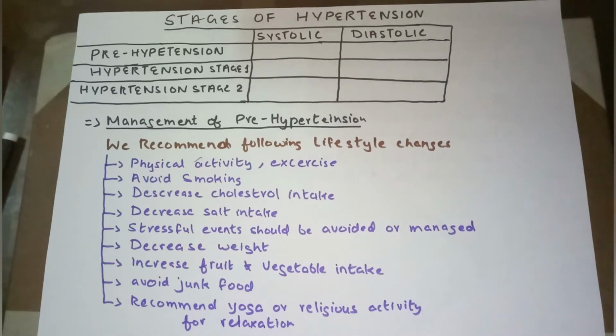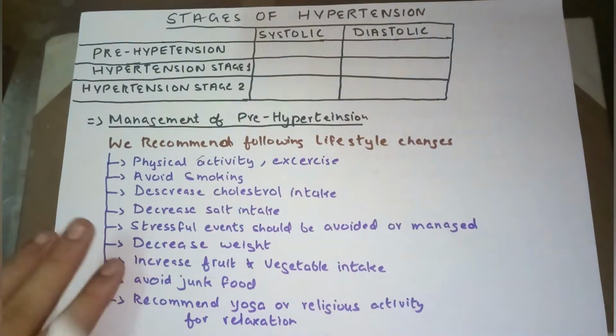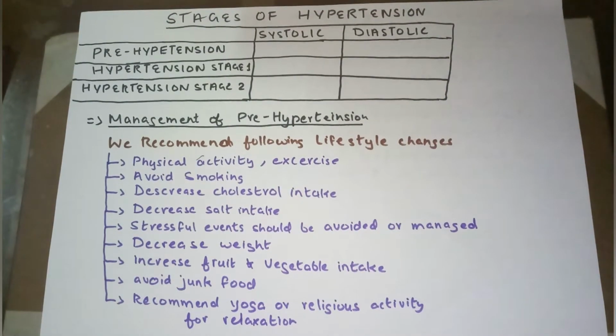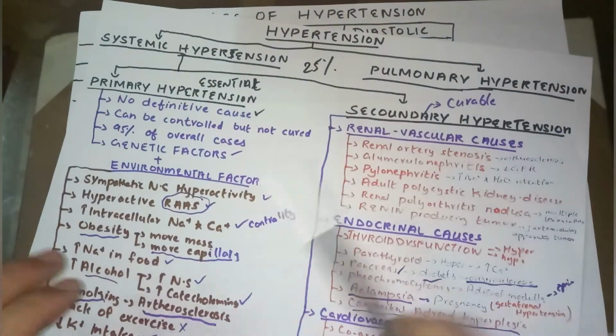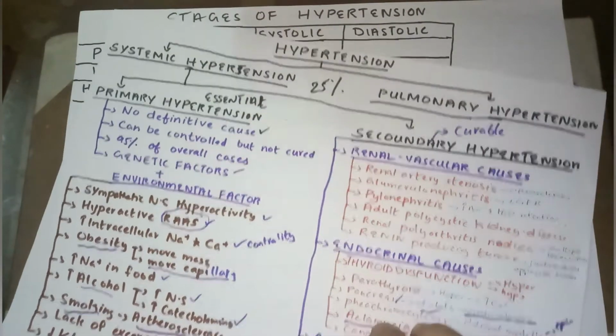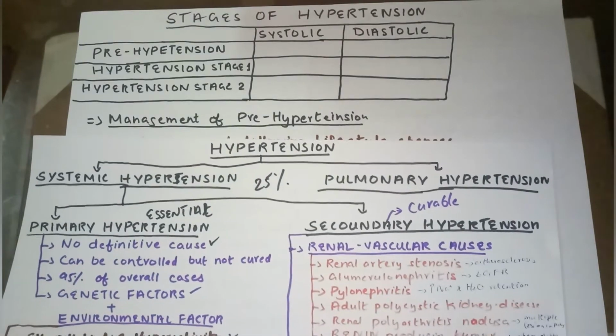So guys, our topic today is about the stages of hypertension. As you already know, we discussed the types of hypertension in the previous lecture, that there are many types like systemic, pulmonary, primary, secondary. All these types will have a similar effect on their stages.